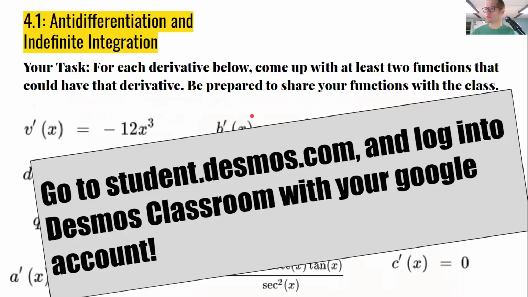Now to do that, go to student.desmos.com. We've only done one other activity in student.desmos.com this year. We're going to do one today. It's going to be a quick little activity. At most 10 minutes we're going to spend in here. So go to student.desmos.com, log in with your Google account, and it should put you right into Desmos Classroom. Ooh, what's this message?